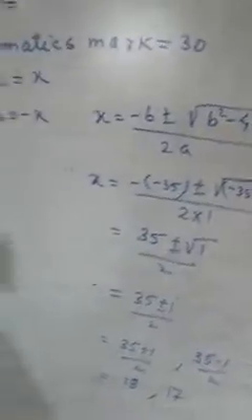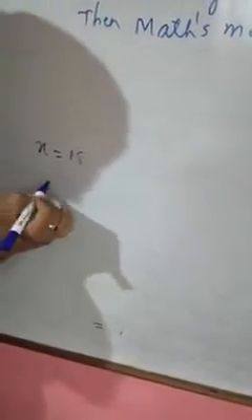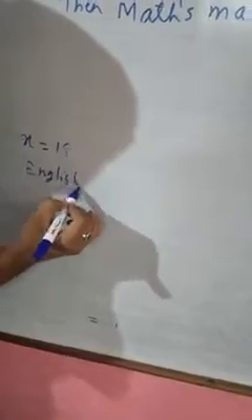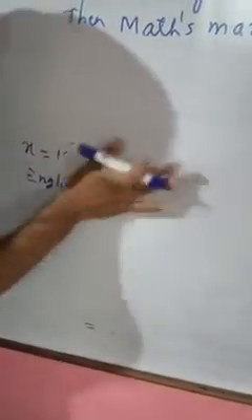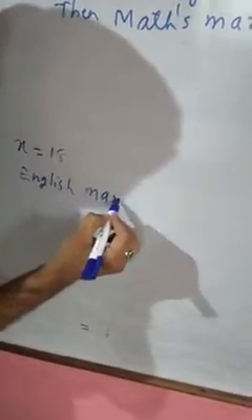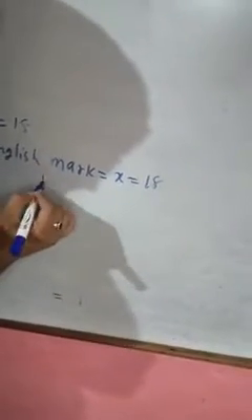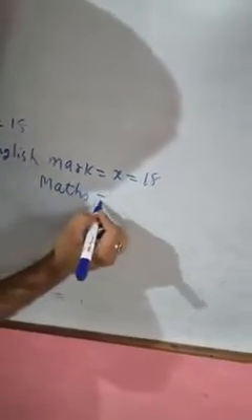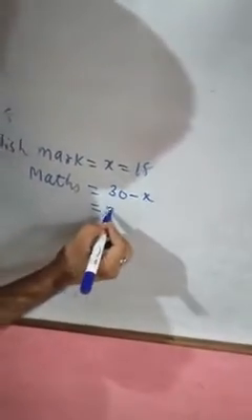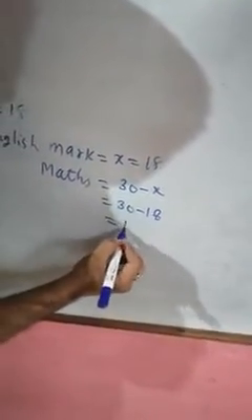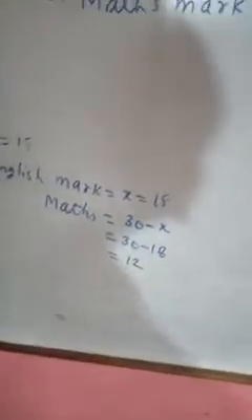When x is equal to 18, that means English marks is equal to 18. The maths marks will be 30 minus x. 30 minus 18 is 12. So we got both the marks.